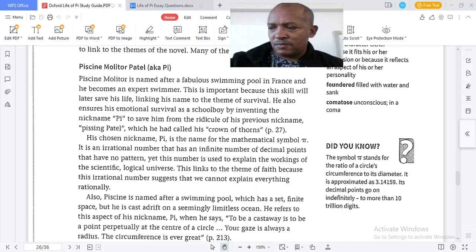Anyway, and he becomes an expert swimmer. So understand, Pi is out in the ocean, but he learned how to swim. Okay, get that? And his name is named after a swimming pool in France. This is important because this skill will later save his life, linking his name to the theme of survival.